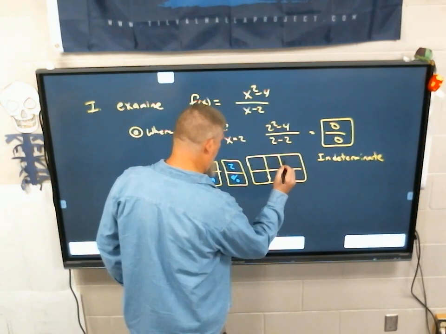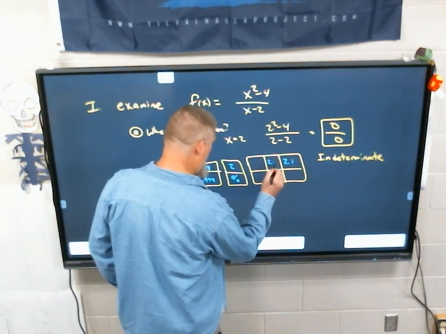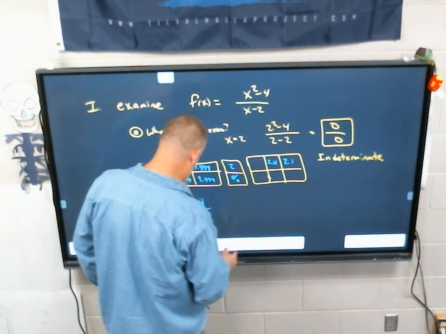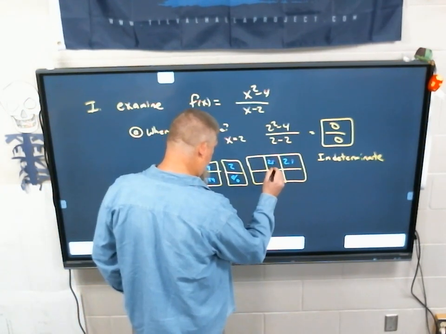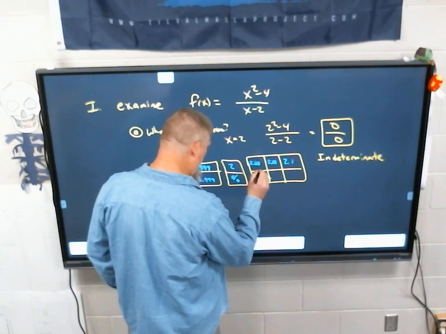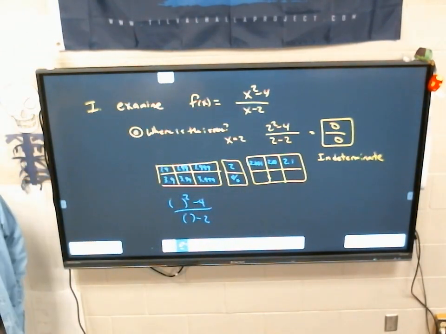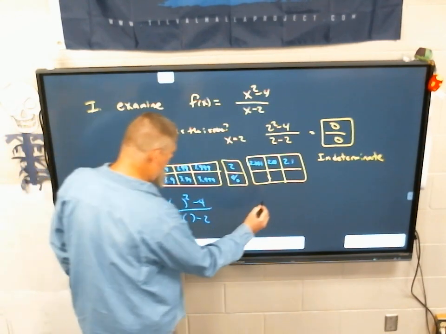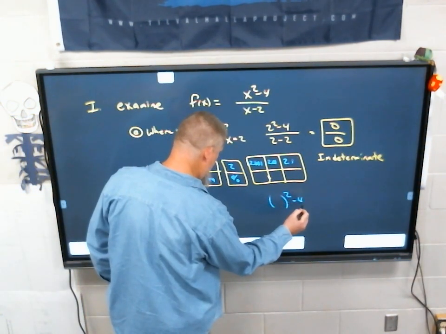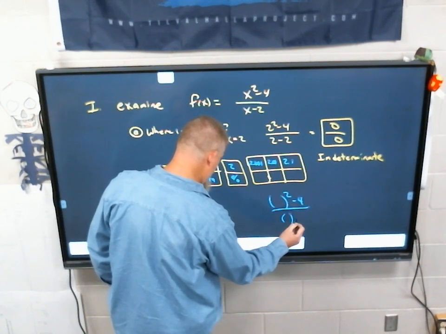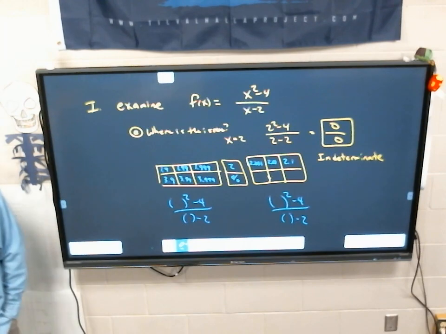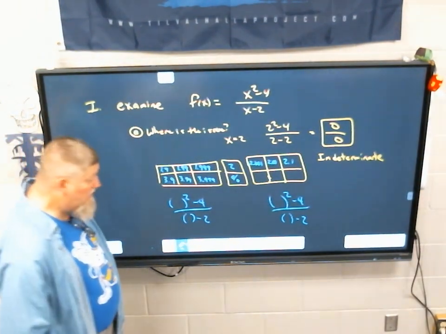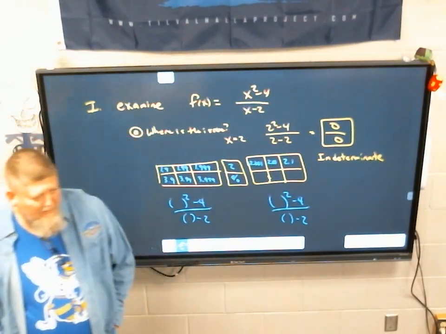Let's go 2.1. Actually, that's not closer. Let's try 2.01 and 2.001. Start by plugging 2.1 into my function, and then plug in 2.01. Negative 1.8? Nope. 4.1.